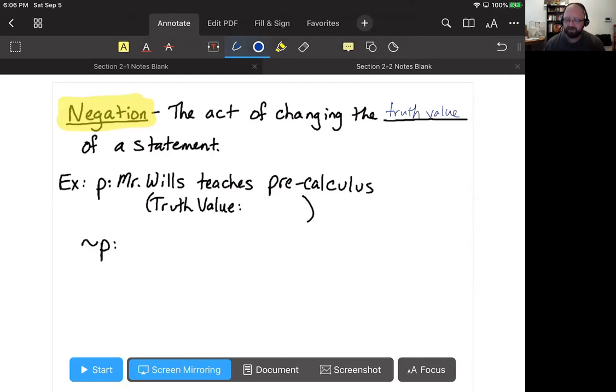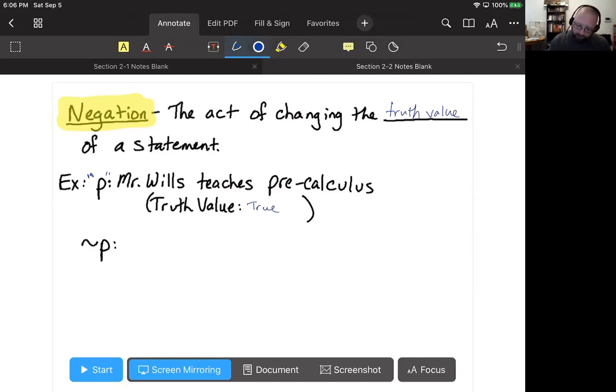So for example, let's say that statement P, and this is how we usually name statements, is we give them a letter so we can refer to them without having to read the entire statement. Again, mathematicians are lazy. You've heard me say that before. So that statement from the previous page there, Mr. Wills teaches pre-calculus. We said earlier that that was a true statement.